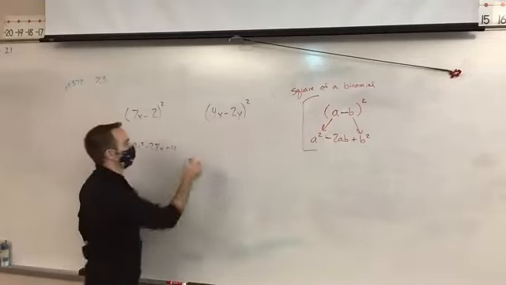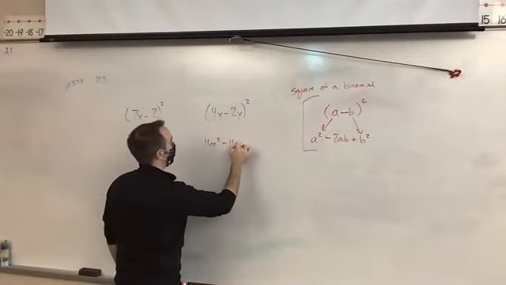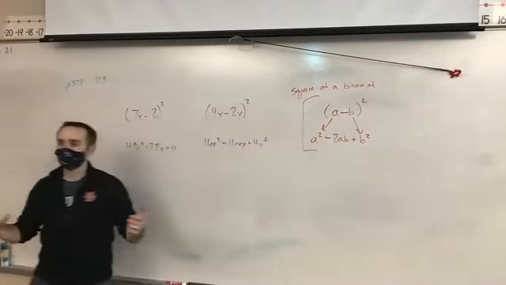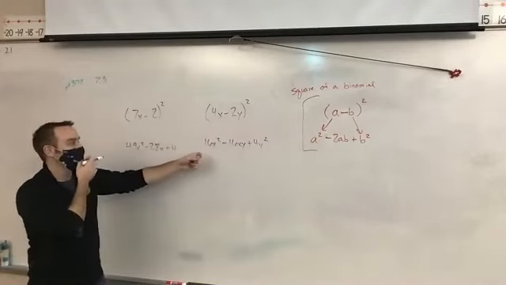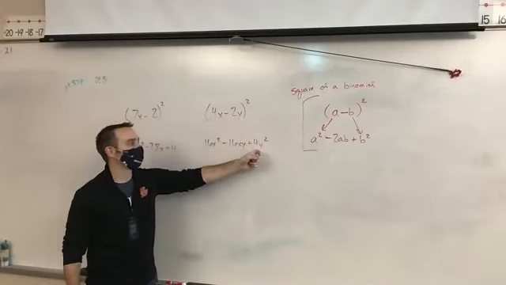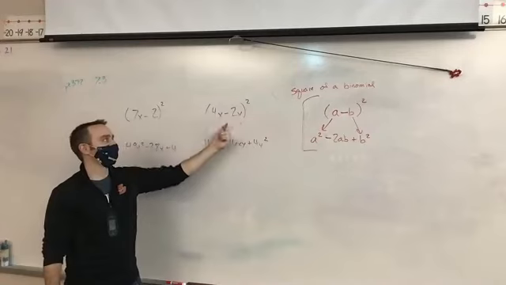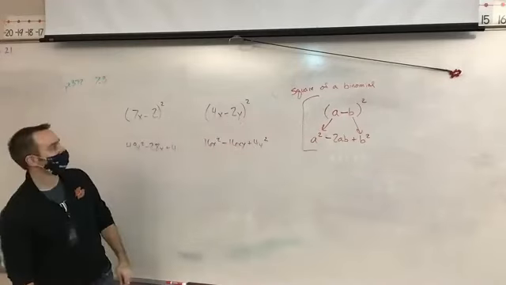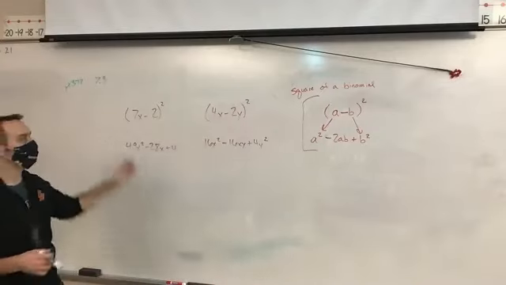Izzy? 16x to the power of 2 minus 16xy plus 4y to the power of 2. Okay, do we agree with that? Yeah, that's it right there. So I square that 4x, I get 16x squared. Negative 2y times negative 2y is positive 4y squared. Multiply them together, I get a negative 8x, double it, negative 16xy. There you go. Any questions on this?